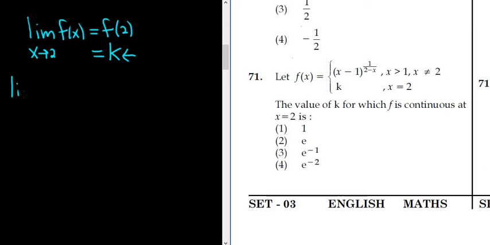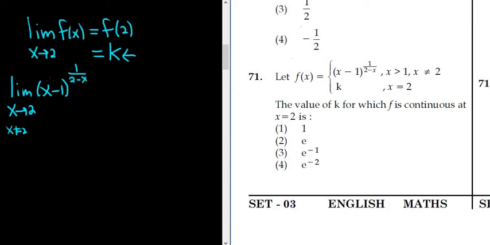So we have the limit as x approaches 2 of f of x. So the question might be, well, which piece do you use? Well, when you're taking limits, you only care about what happens when x is really, really close to 2. So in particular, x is never equal to 2. So you would use the first piece. So we have x minus 1 to the 1 over 2 minus x.